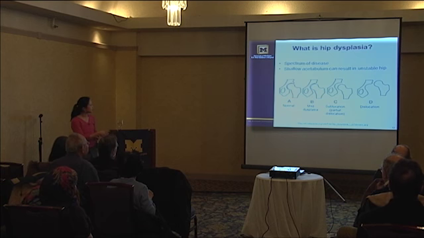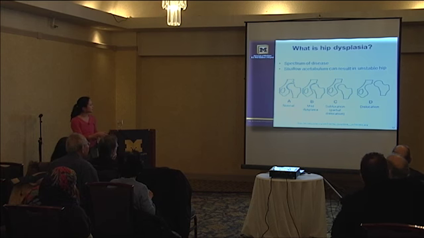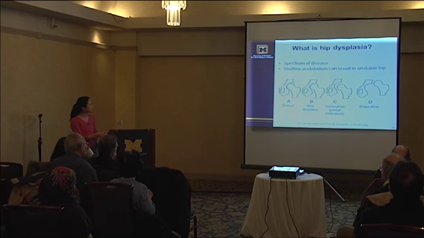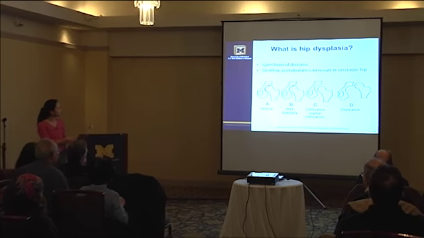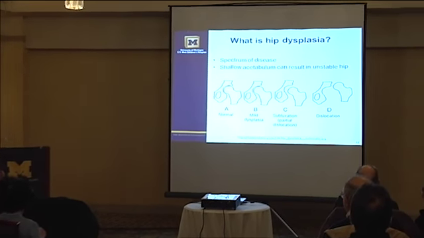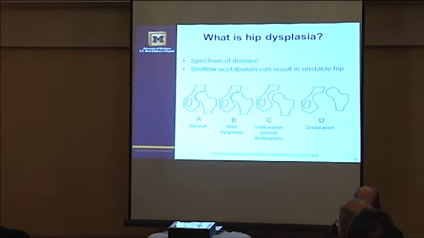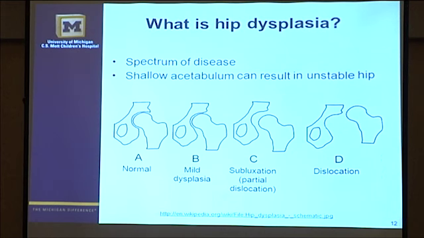If you look at the hip here in figure A, this is a drawing of a normal hip. Figure B is a drawing of a hip with mild dysplasia. The acetabulum is slightly shallow, but the femoral head is still located within the acetabulum. In figure C, we have an even more dysplastic hip. An even more shallow acetabulum has actually led to subluxation or partial dislocation of the femoral head from the acetabulum. And then in D, which is the worst case, you have an even more shallow acetabulum, which has led to complete dislocation of the femoral head from the acetabulum.